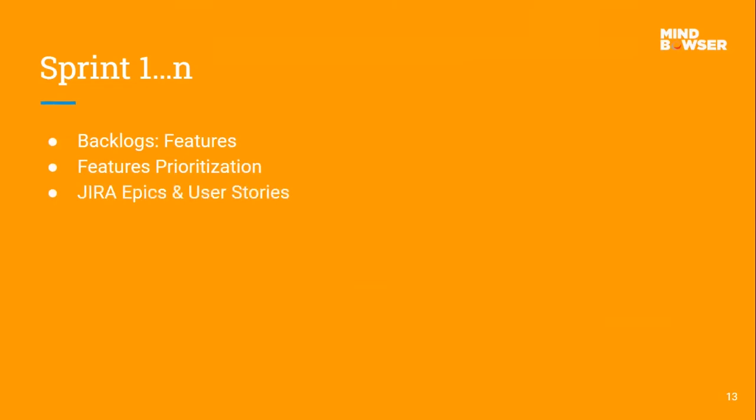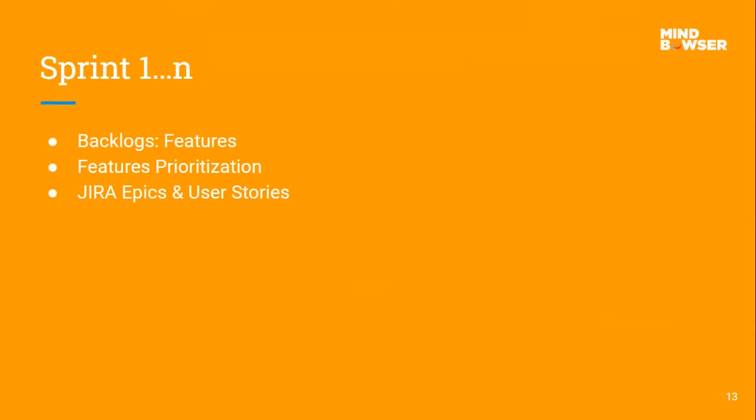Then next we start the regular sprints, like sprint 1, 2, and so on. It has very obvious steps: you come with the backlog, basically a list of features you have, and then you prioritize all the features that you want to start with. I'm taking the example of Jira here, so we create epics on Jira and we try to create user stories.